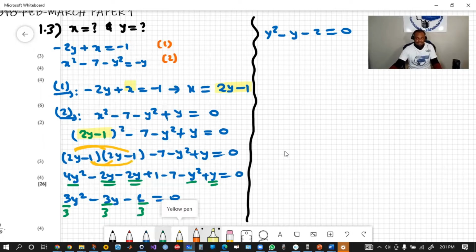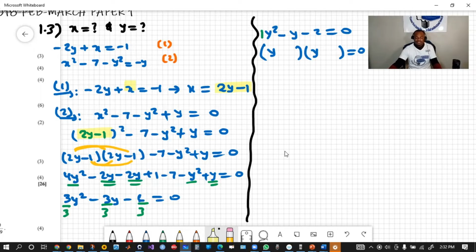Check this out. The coefficient of y squared is just 1. So we can just open brackets and write y here, close brackets, open brackets y, close brackets, equal to 0. Now we need to find the values that we're going to place in the brackets, and how can we get these values?